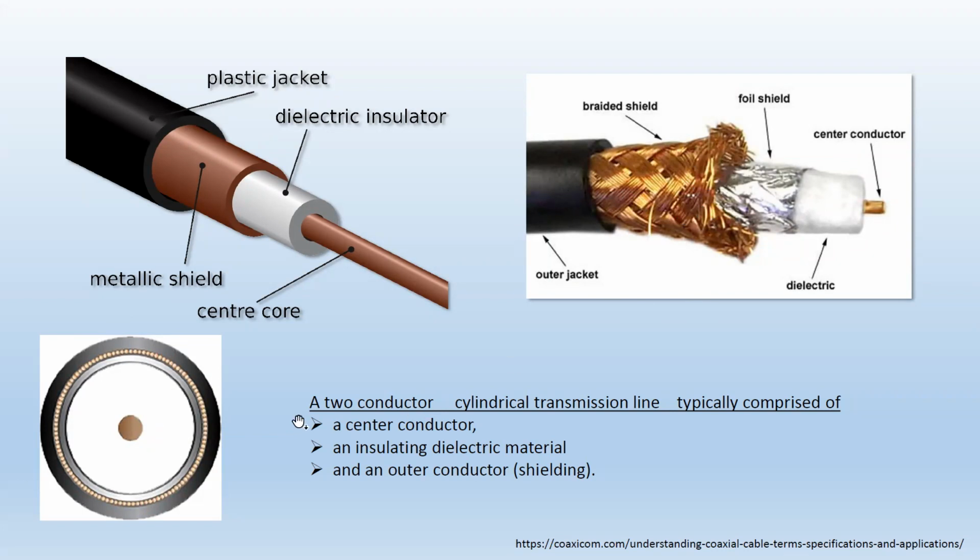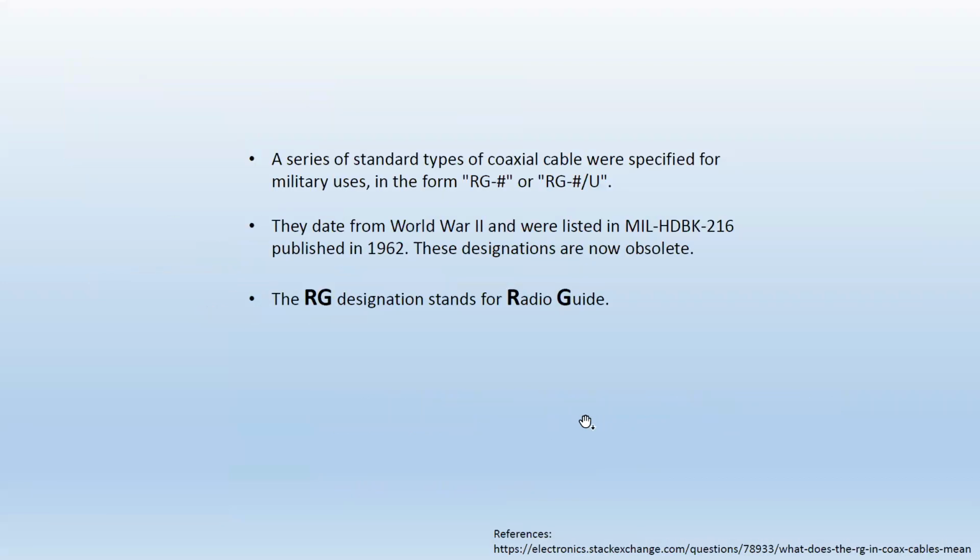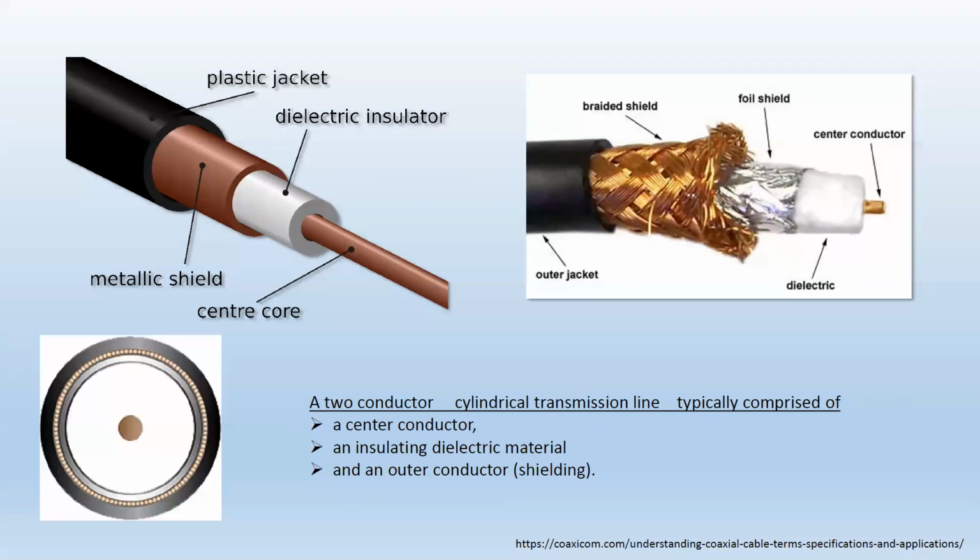So what do we have here? What is a coaxial cable? It's a two-conductor cylindrical, and here's the thing, transmission line. Here's the important thing. Typically comprised of a center conductor, an insulating dielectric material, and the outer conductor shielding. Right? Now, it is a transmission line. Why are we calling it a transmission line? Well, a transmission line is something that carries some sort of a signal. Transmission link, signal link.